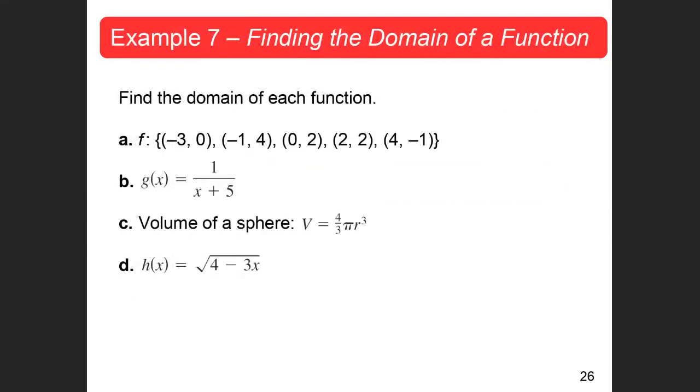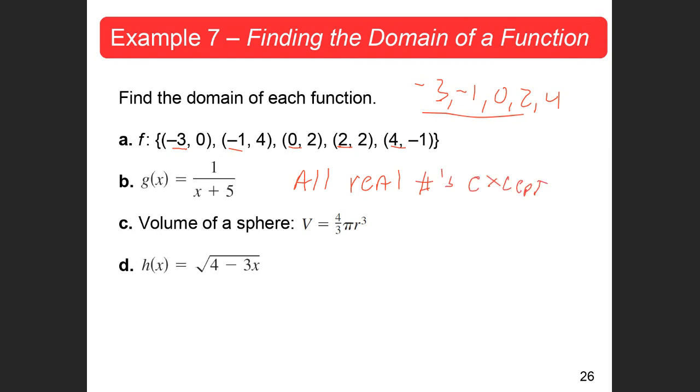So here it says find the domain of each. Well, when they give me values or just points, the domain is all the x values. So in this problem, the domain is -3, -1, 0, 2, and 4. Done. That's my domain. In this one, all real numbers except x can't be 5. x can't be -5. Sorry about that, because that makes it equal to 0.